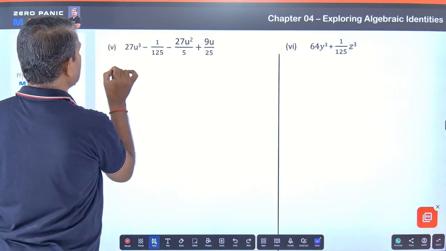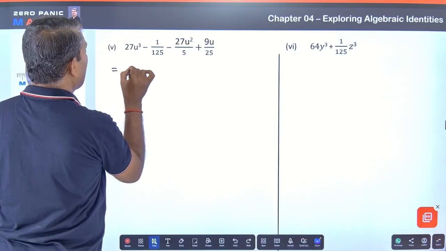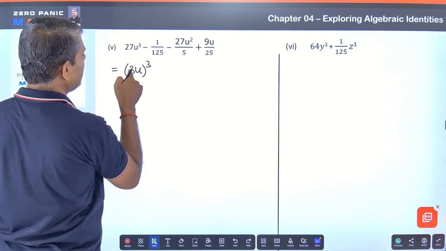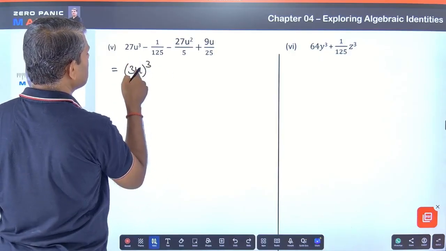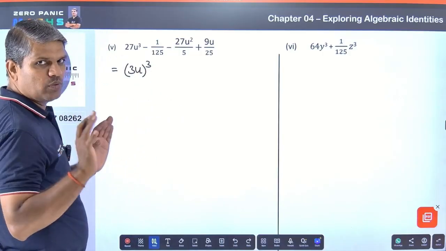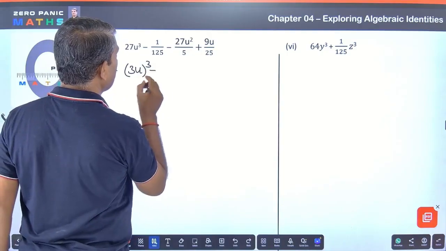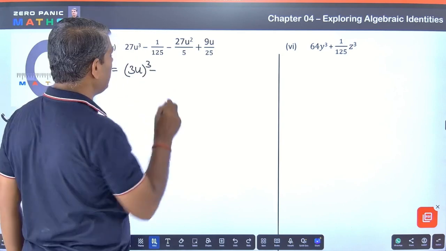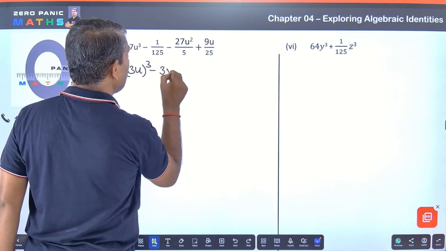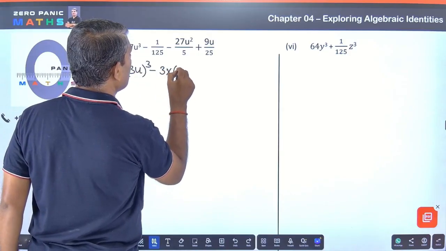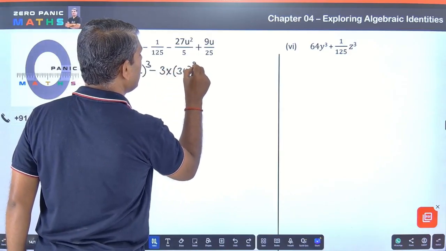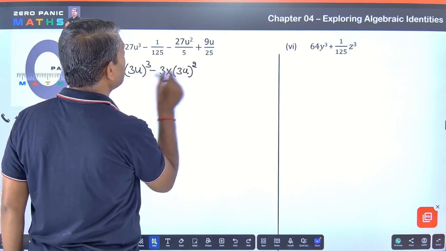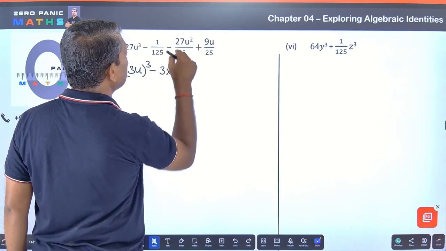Let me write this 27u cube as 3u whole cube. Okay, it is 3 3s are 9, 9 3s are 27 u cube. Now it is a cube. Okay, next term in the expansion is 3a square b, minus 3a square b. Remember this. Okay, minus 3a square is 3u whole square, right? A square b. Okay, now let us see the already written values and see what term it matches with.